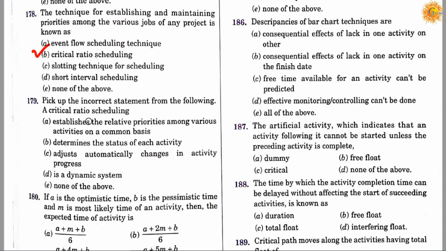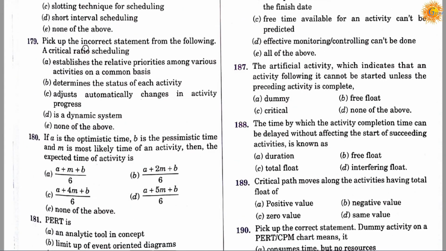scheduling. Question number 179. Pick up the incorrect statement from the following. Critical ratio scheduling: option A, establishes the relative priorities among various activities on a common basis; option B, determines the status of each activity; option C, automatically adjusts to changes in the activity progress; and option D, is a dynamic system. Option E is none of the above. So the correct answer is E, none of the above. It means pick up the incorrect one. So none of the above: all of them are correct, none is incorrect.